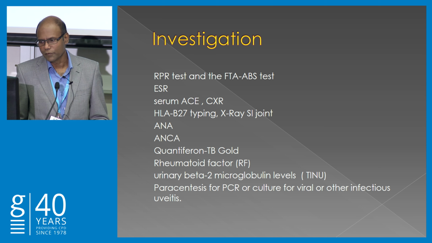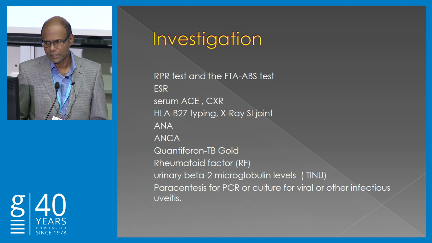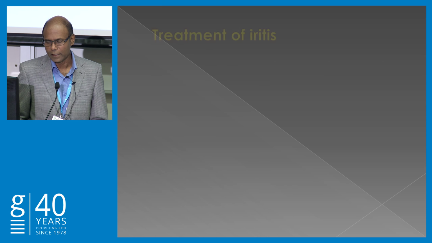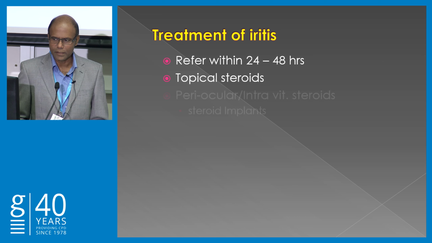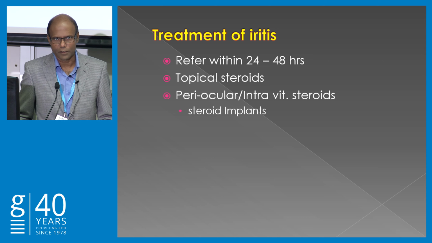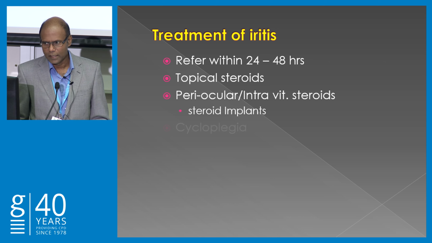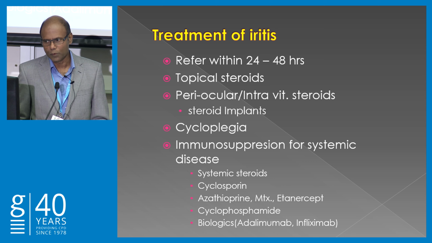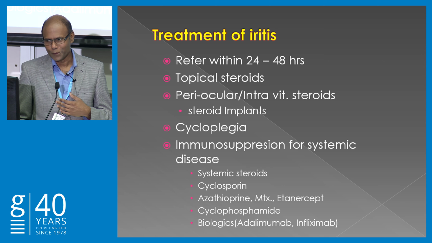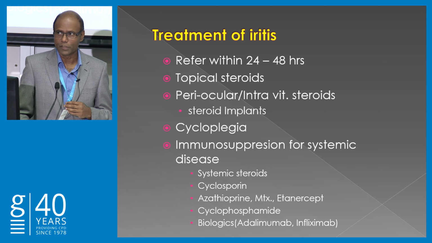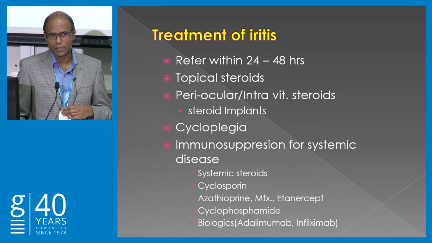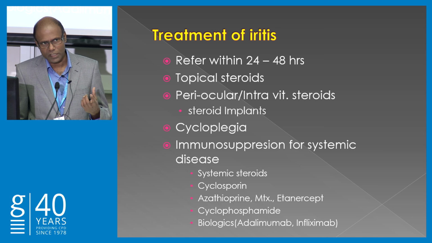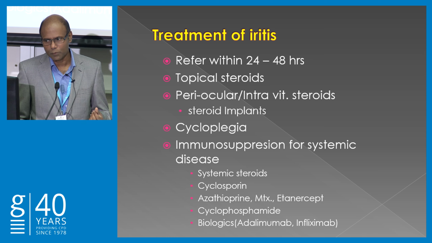So what we do when they come, looking for, do this test, and how do we treat? First line of treatment is topical steroids. Then if that doesn't respond well, then you go into periocular or intravitreal steroids. Of course, we have to have cycloplegia to relieve the pain, because the ciliary spasm in uveitis causes the pain, so tropicamide or cyclogel is helping in that way.